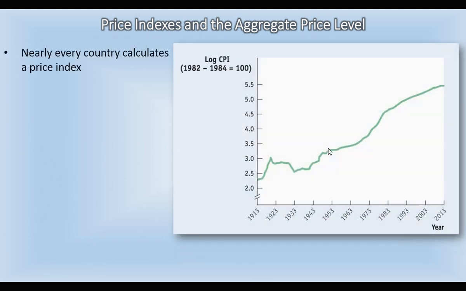Nearly every country calculates a price index similar to the CPI. So this is ours, tracking it back from 1913 through 2013, and we can see that we've had a fairly steep increase throughout the last century, which is reflected, of course, in the prices of the things that we buy. You often hear of gas costing like 5 cents a gallon earlier in the last century, and things obviously are a lot more than that. The cost of gasoline is a lot more, but things in general cost a lot more, and this is an indicator of that, and this is how we're able to gauge it through this tracking of the CPI.